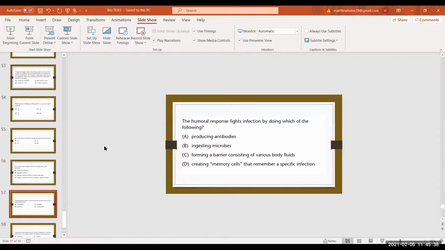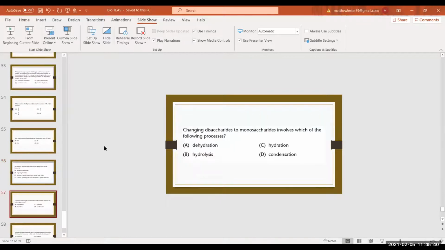That's right. Yeah, good job, man. So changing sugars is a saccharide. A monosaccharide is a single sugar, while a disaccharide is just 2 sugars bonded together. So changing disaccharide to a monosaccharide involves which of the following processes?